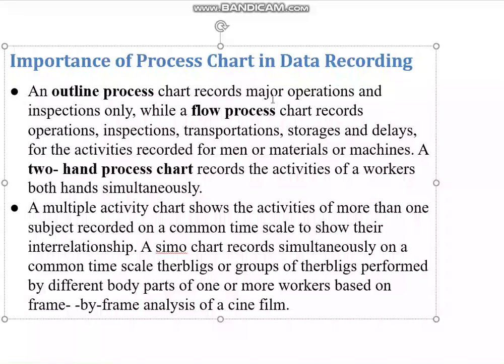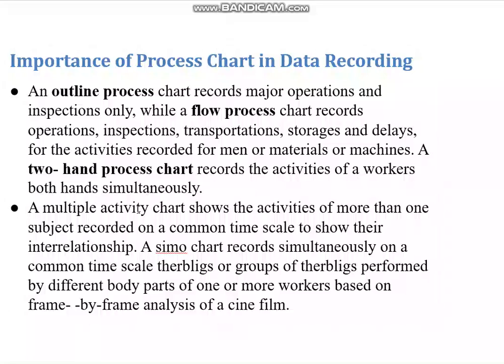Outline process chart uses only operations and inspections. Operation is a circle, inspection is a square. That is all the outline process chart uses. Whereas the flow process chart uses all those 7 symbols that we have seen. And what happens in a two-handed process chart? It records the activities of the worker's both hands simultaneously. Both hands are being used simultaneously, then it is a two-handed process chart.